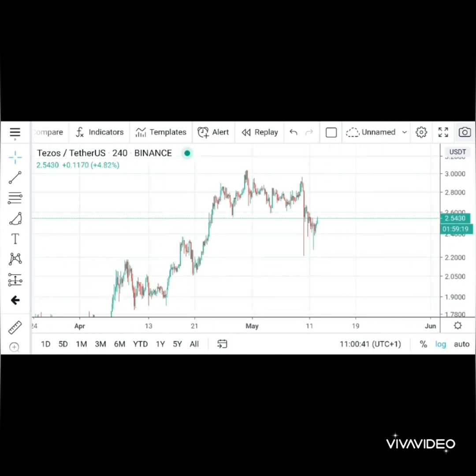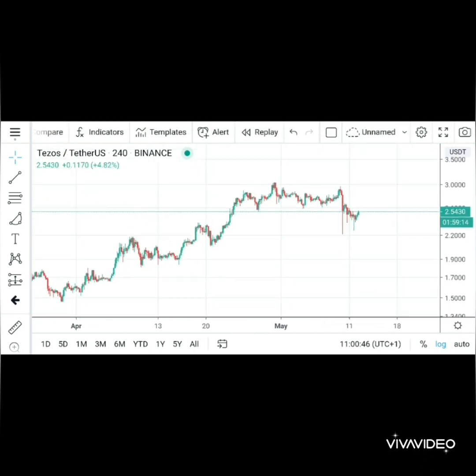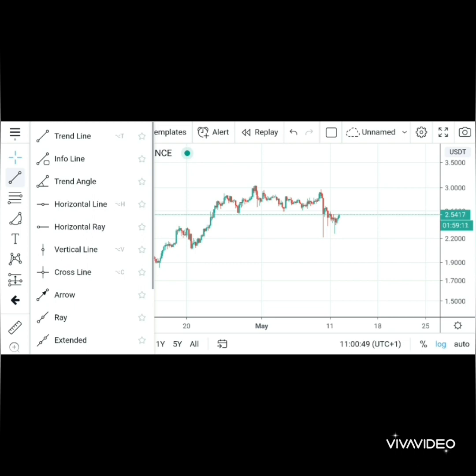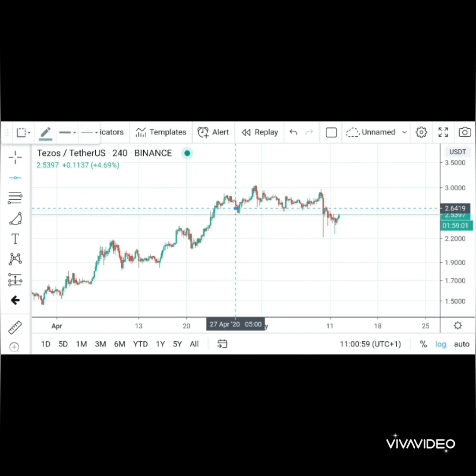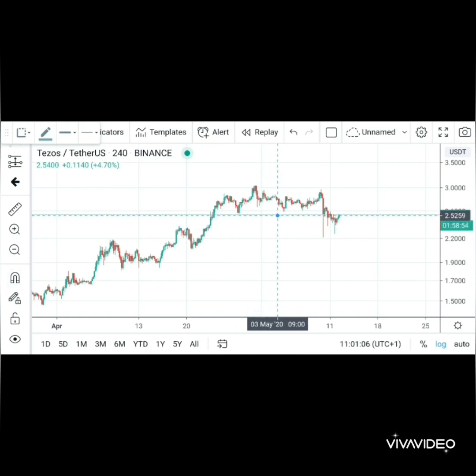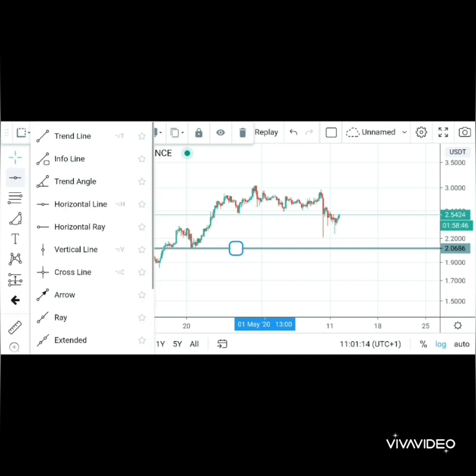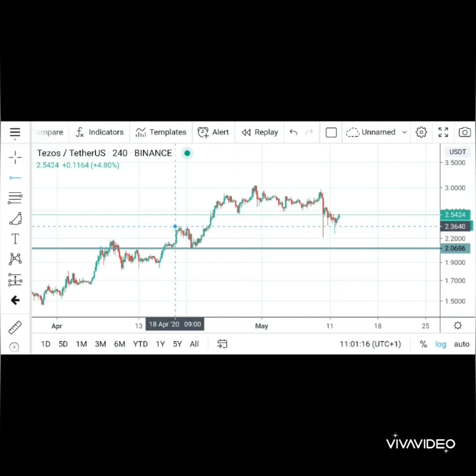So now I want to show you how to draw support and resistance. For example, if you want to draw support, you can use two of these tools over here, horizontal line and horizontal ray. So let me use horizontal line. For support, you want to identify the main areas on your chart. You can see there. I can also use horizontal ray. You can see.